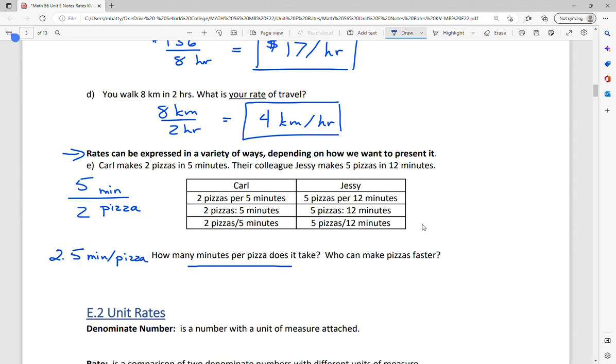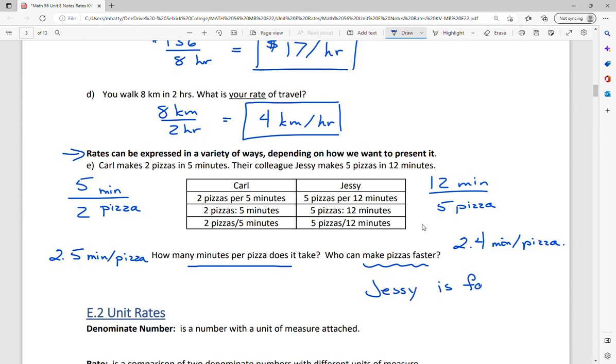If we do the same work with Jesse's number, we know that in 12 minutes, they can make 5 pizzas. So we figure out the rate in that way, and we figure out that Jesse is making pizzas at 2.4 minutes per pizza. And so this allows us to equalize this to compare the two rates. And so what we know now is that Jesse is faster. So there's definitely some options when it comes to rates and ratios, but they really are arguably something that's useful in our lives.